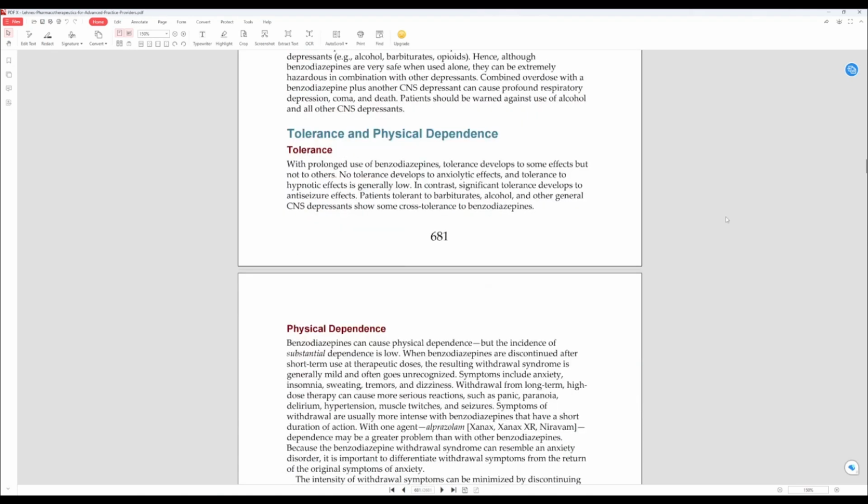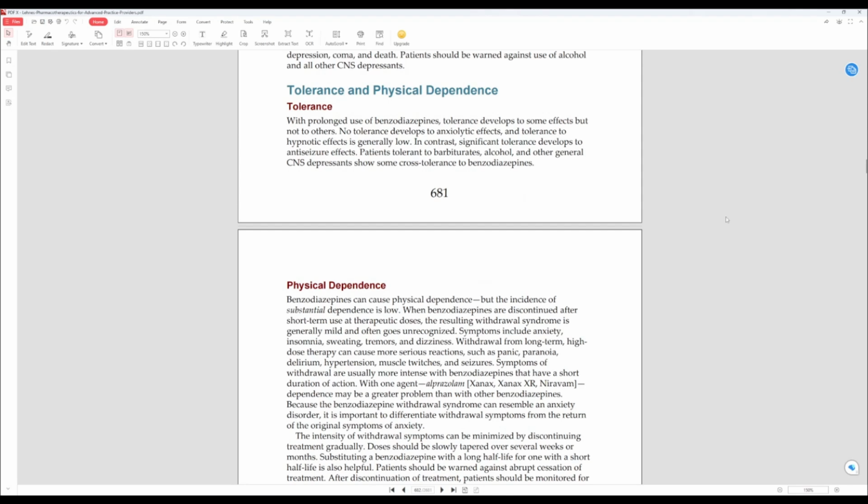Its risk for tolerance and physical dependence. In terms of tolerance, with prolonged use of benzodiazepines, tolerance develops to some effects, but not to others. No tolerance develops to the anxiolytic effect, and tolerance to hypnotic effects is generally low. In contrast, significant tolerance develops to anti-seizure effects. Patients tolerant to barbiturates, alcohol, and other general CNS depressants show some cross-tolerance when it comes to benzodiazepines.